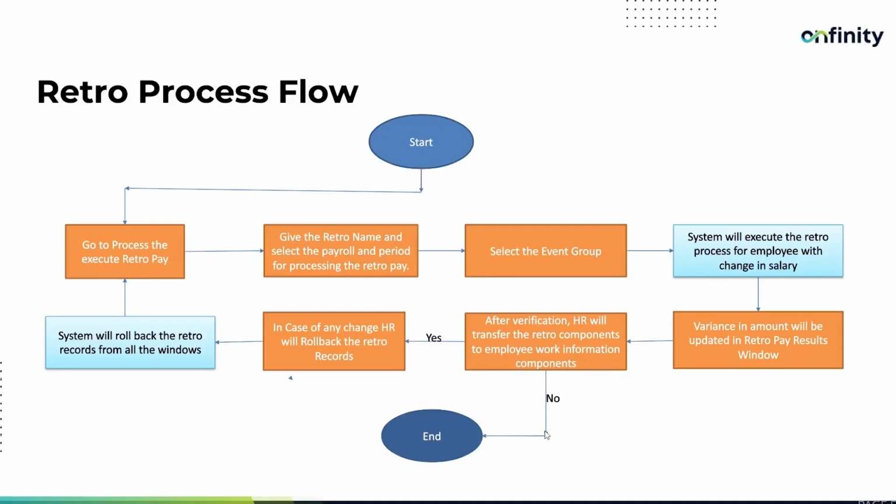If, after verification, there are no changes or discrepancies identified, the process effectively ends here, and the adjusted amounts are ready to be paid. If, however, after the verification, the user identifies some discrepancies or errors, in that case, HR will roll back the retro records using the rollback functionality. The system will then reverse the retro records from all related windows, and the process would need to be reinitiated after fixing the underlying issue.